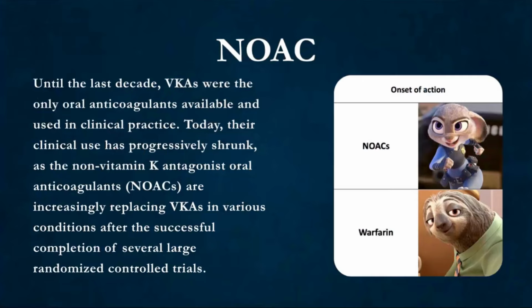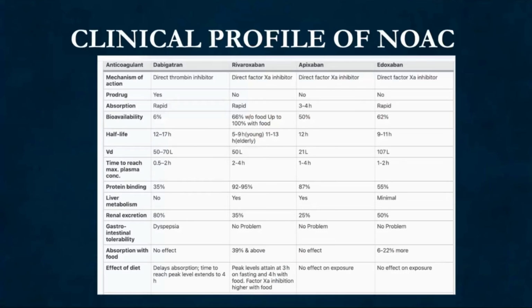So why are we moving towards the new oral anticoagulants? One advantage is the onset of action, which is going to be rapid, as well as rapid offset of action. So this is the clinical profile of the agents which are commonly used: dabigatran, rivaroxaban, apixaban, and edoxaban.